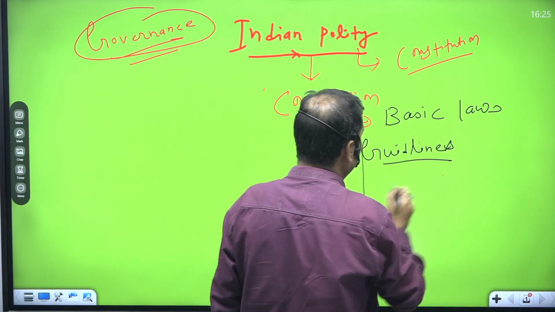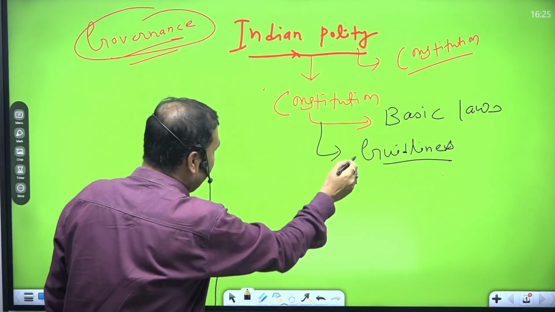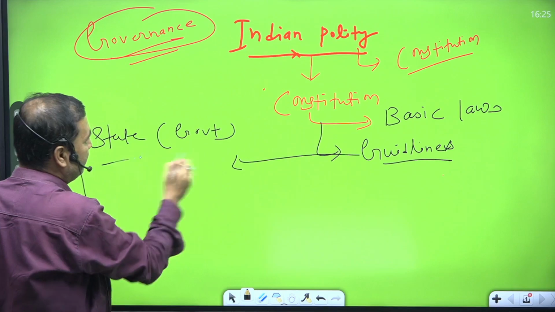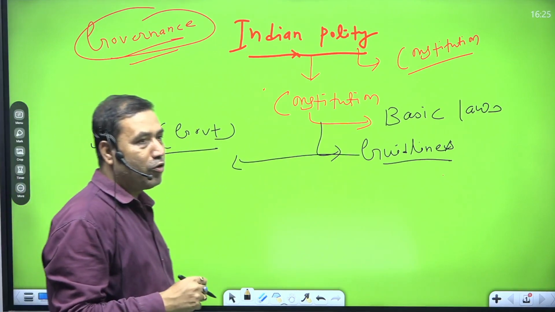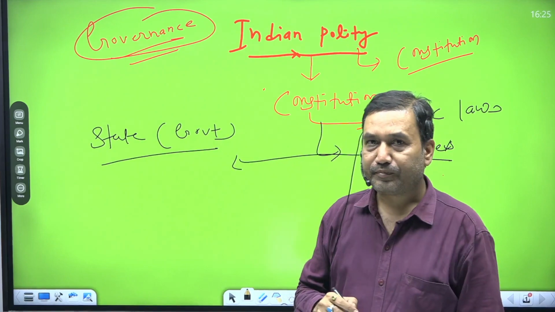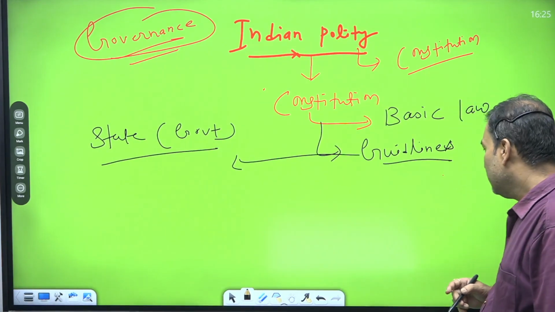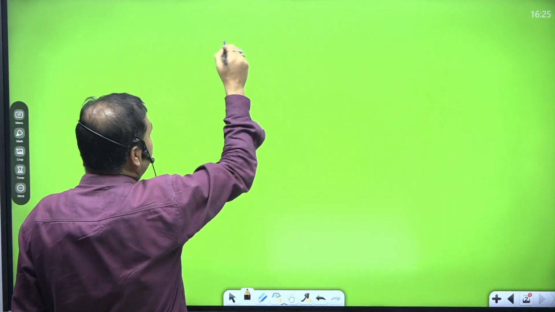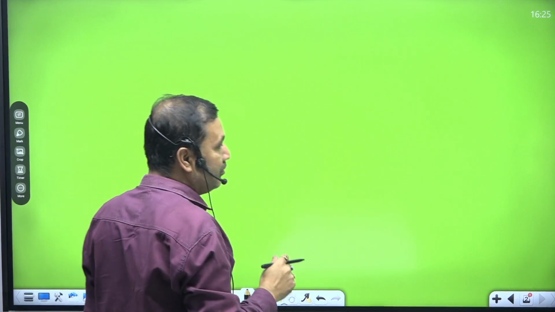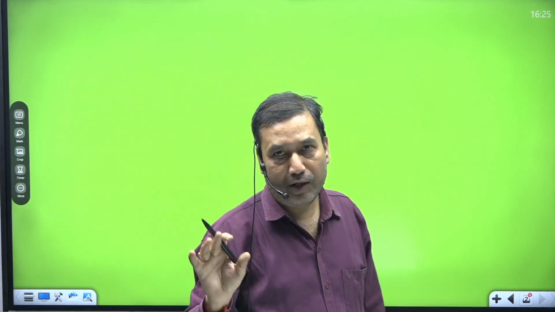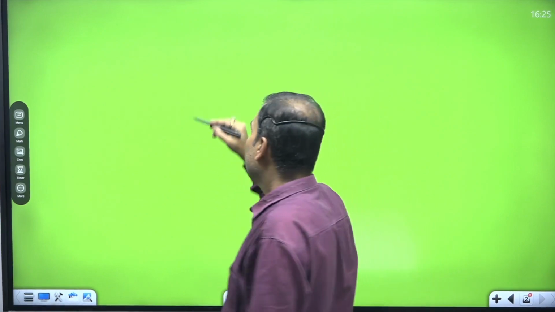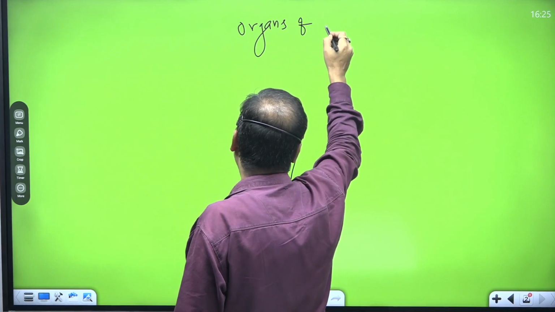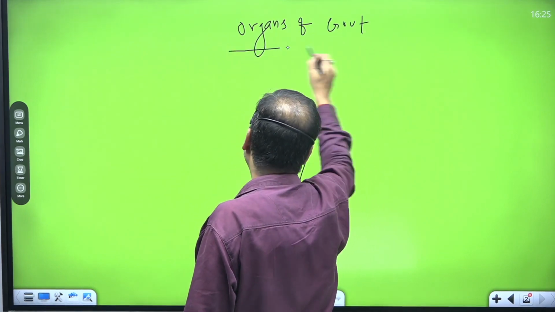The constitution is a guideline to the state government, guidelines to government and states. Okay, and now first we know about how many organs of the government. It is already mentioned in the class 6 NCERT. How many organs of the Indian government?